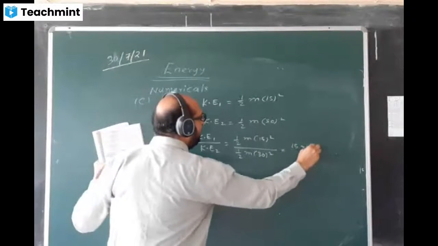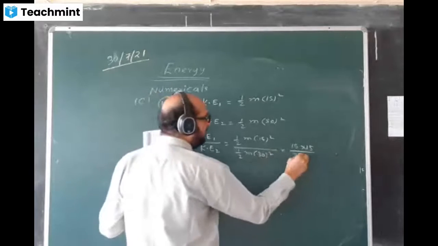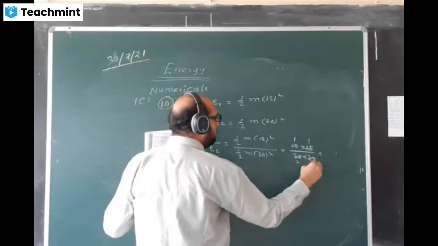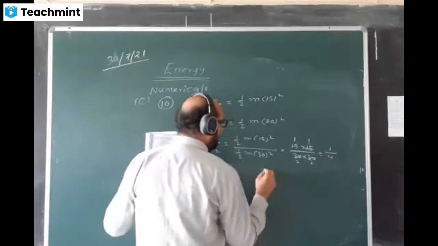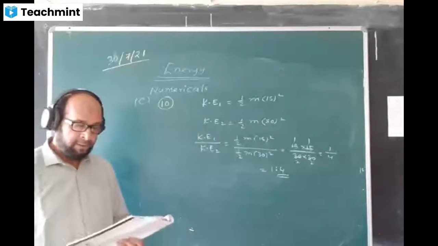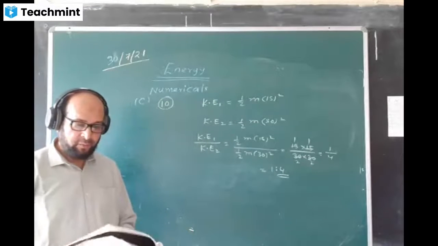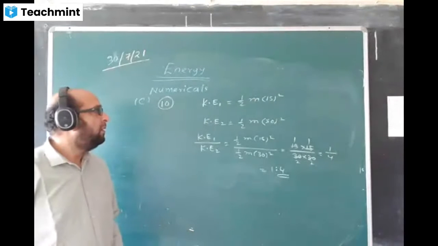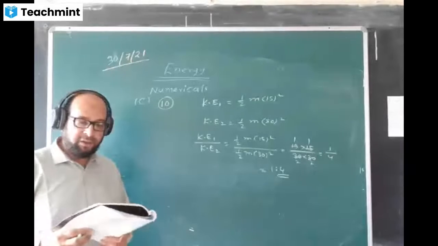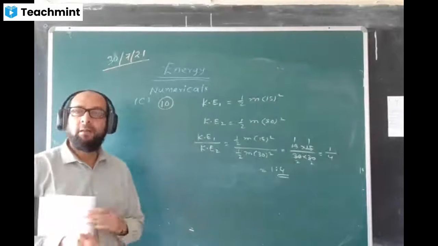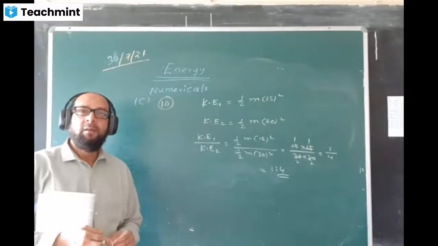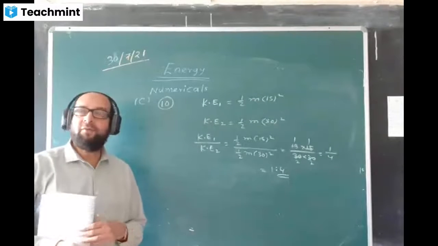Divide the first kinetic energy and the second kinetic energy. When you divide, you write half m into 15 square. Here you write half m into 30 square. Half m will cancel. You get 15 square, that is 15 into 15, over 30 square, 30 into 30. Cancel. 15 one time, 15 two times. Answer is coming 1 by 4. Therefore, the ratio is coming 1:4. In questions like that where mass is not given, we have to find the ratio. Question says compare their kinetic energy. Compare means we have to find the ratio.